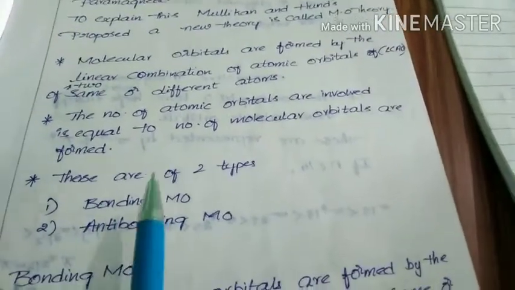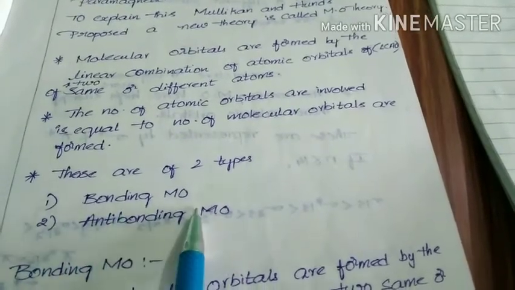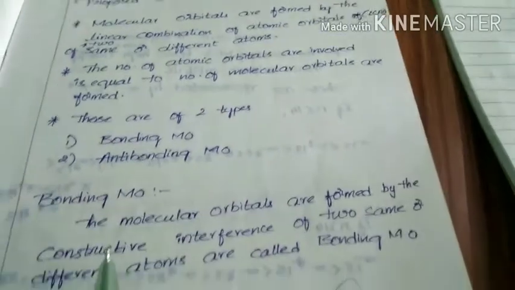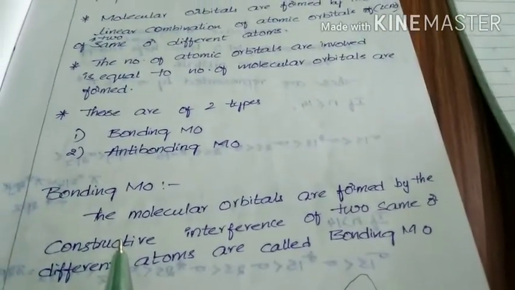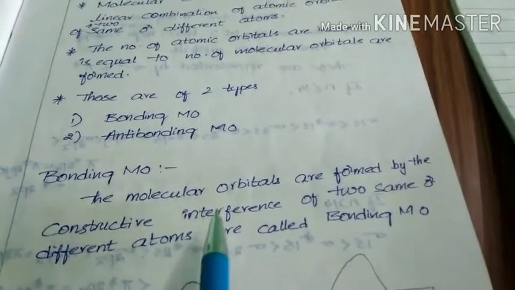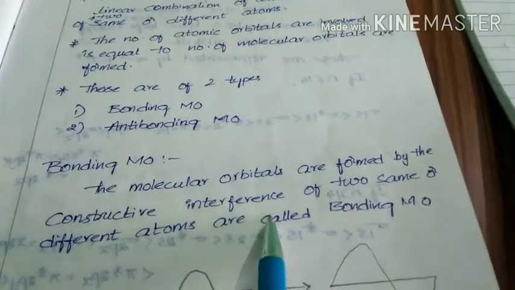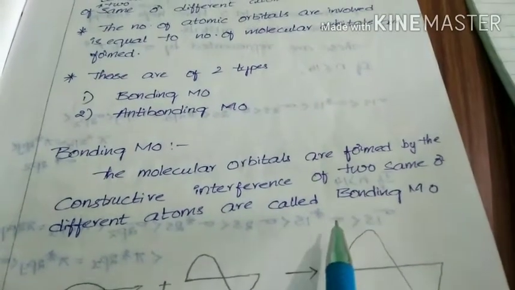Next, these molecular orbitals are of two types. They are bonding molecular orbital and anti-bonding molecular orbital. Now we will discuss. We have to know what is bonding and what is anti-bonding. Bonding molecular orbitals are the molecular orbitals formed by the constructive interference of two same or different atoms.